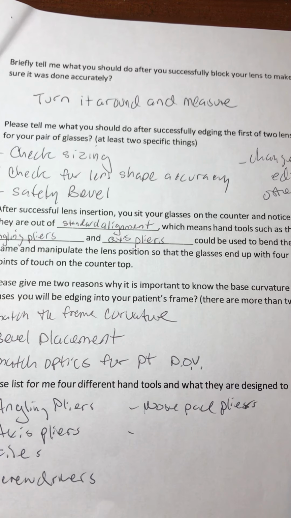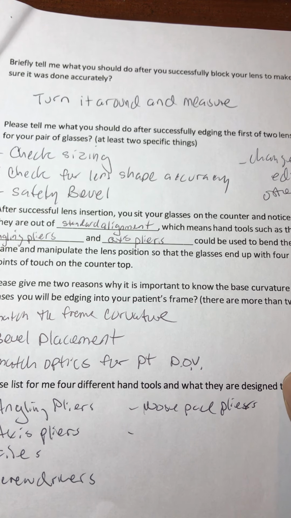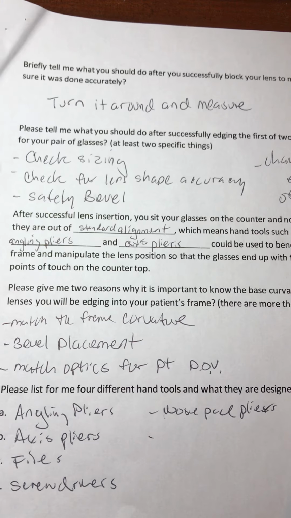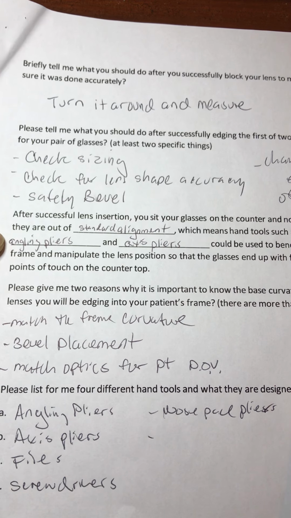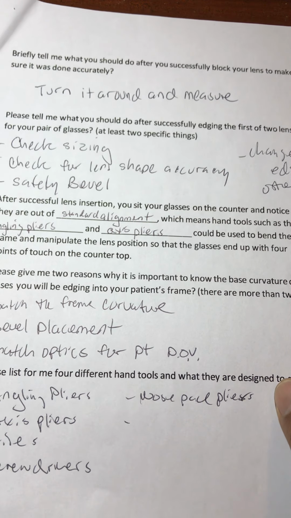Fill in the blanks. After successful lens insertion, you sit your glasses on the counter and notice that they are out of standard alignment, which means hand tools such as the angling pliers, although I give some leeway here for some of your answers, and axis pliers could be used. So that's what I was looking for.